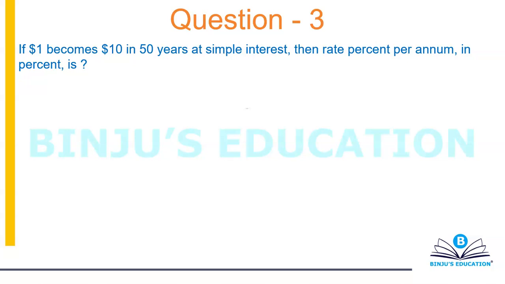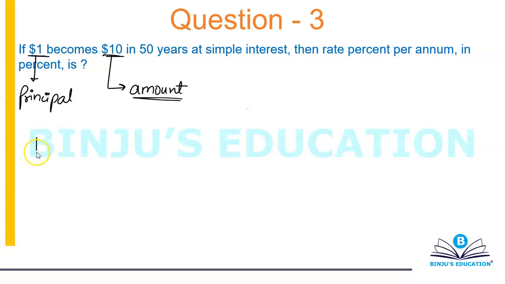All right. Now it says that if $1 becomes $10 in 50 years at simple interest, then the rate percent per annum is. Now, the first thing that you need to understand about this question is when it says that if $1 becomes $10, this is the initial principal amount. And this here is not the interest earned. It is basically the final amount. Because it says that $1 became $10. When it becomes $10, it's the final amount.